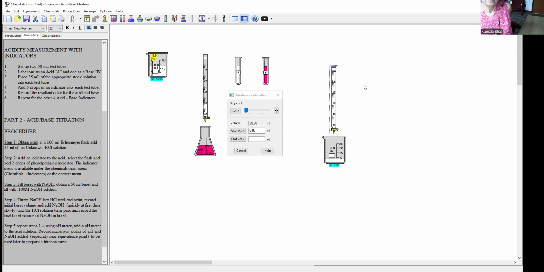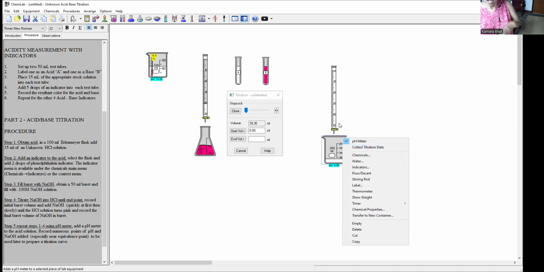Now I have to click on this. I'm going to go to collect. Now you see, I have a pH meter there. Then I have filled up my burette. I have the 0 reading recorded over here below. So for 0 volume of NaOH, you have a pH of 0.96.